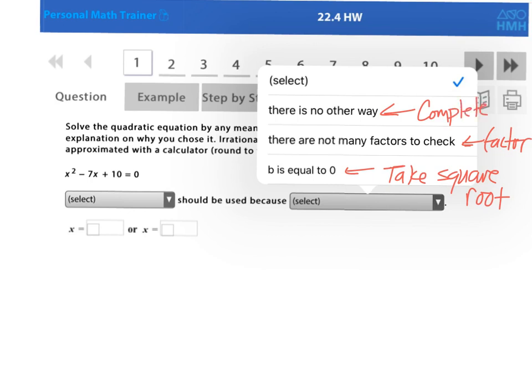If there's no other way, then you have to do completing the square. Now, this is just about picking the methodology. And I tell you all the time that they don't care about methodology on the test, but there are more efficient ways to do it.